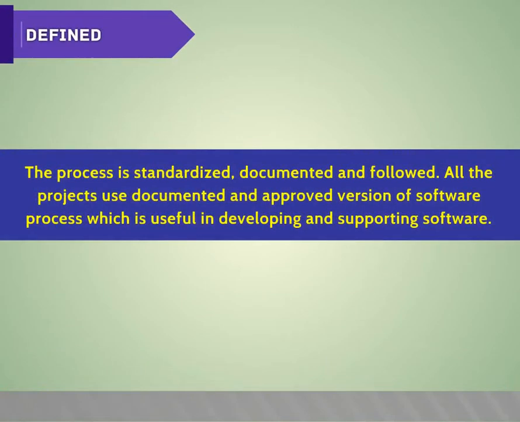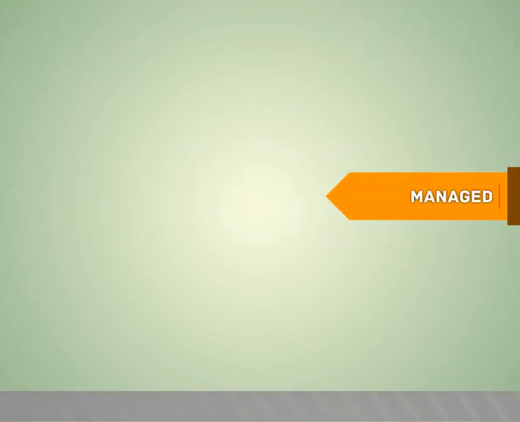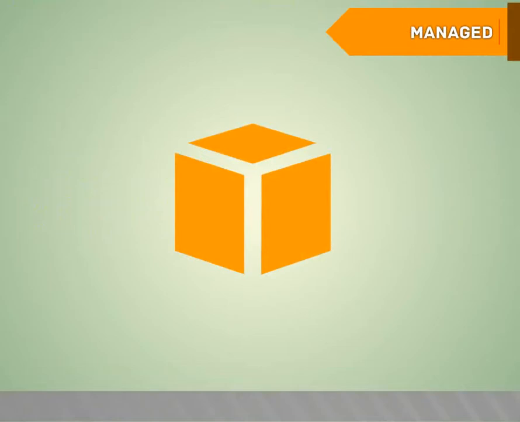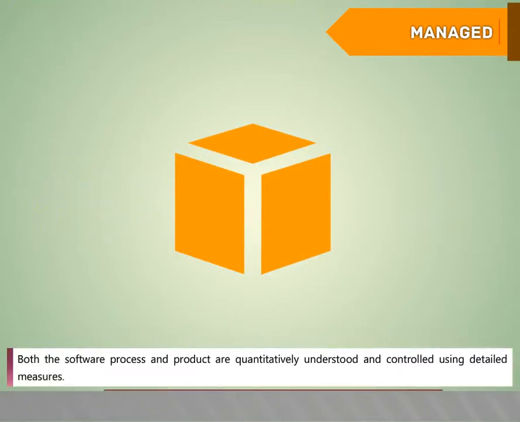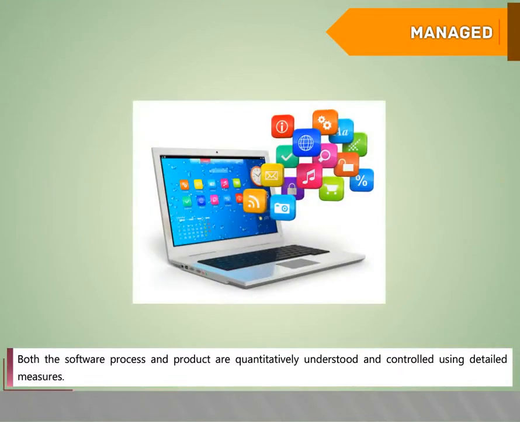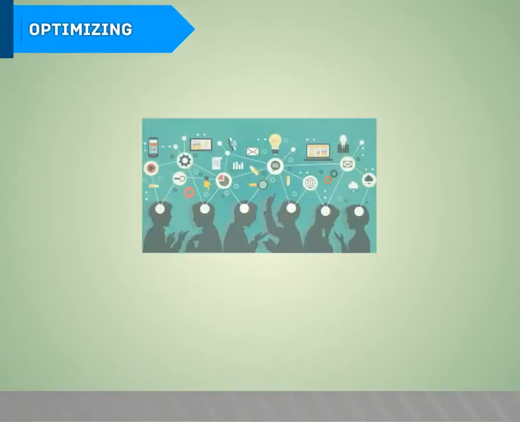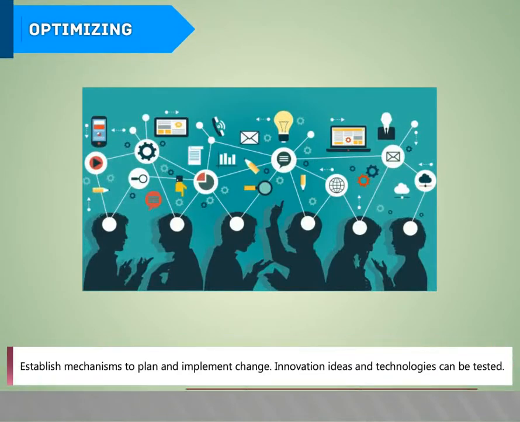Defined. The process is standardized, documented, and followed. All the projects use documented and approved version of software process, which is useful in developing and supporting software. Managed. Both the software process and product are quantitatively understood and controlled using detailed measures. Optimizing. Establish mechanisms to plan and implement change. Innovation ideas and technologies can be tested.